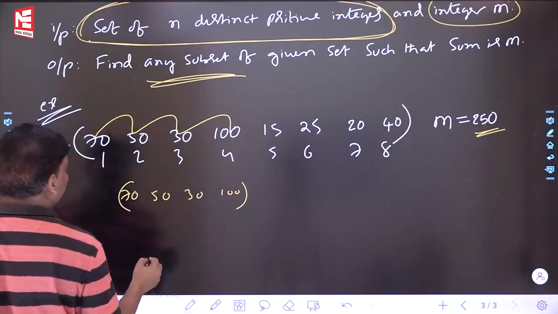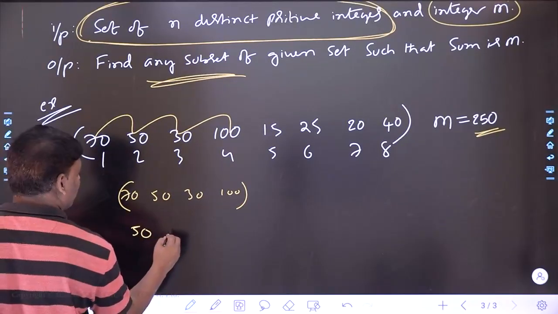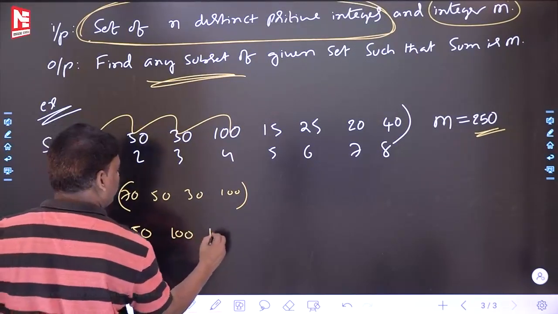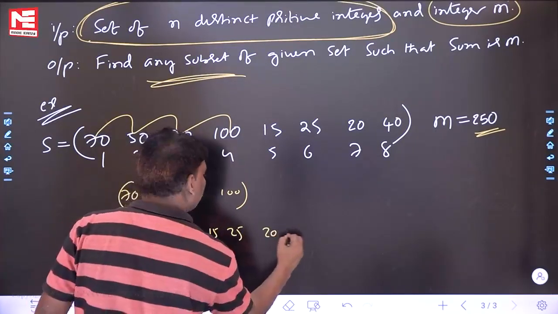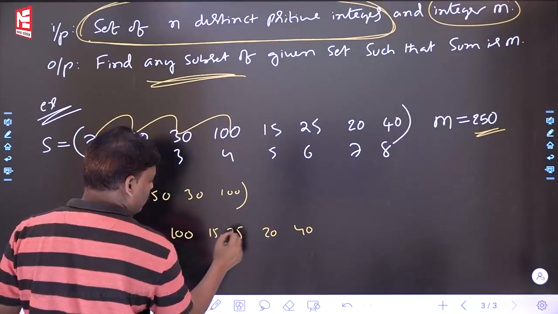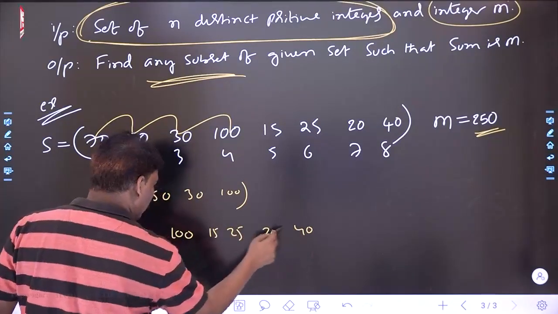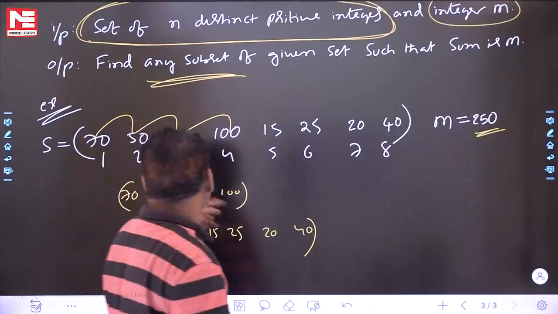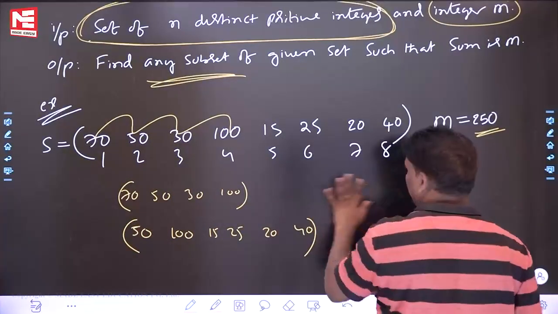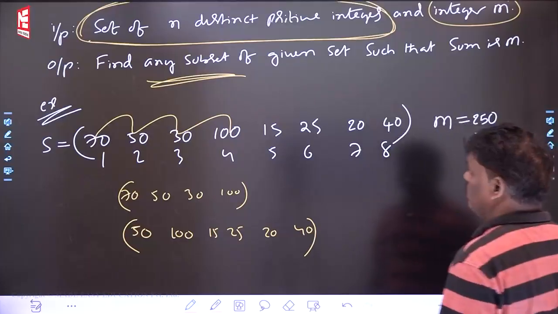What is the one more way? 50, 100, 15, 25, 20, 40. It is the 40 plus 20. It is going to be 100, 150. This is one more answer. Find any subset whose sum is 250. Of course, right? This is the way.